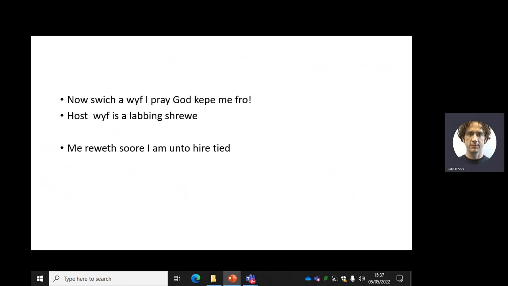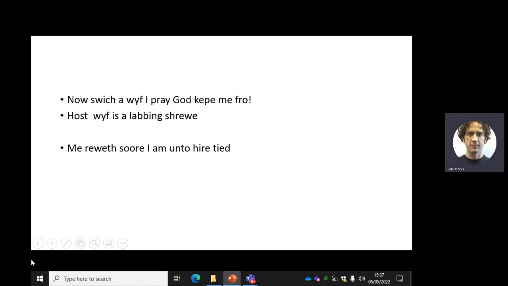What is a shrew? Taming of the Shrew. Shakespeare does the same thing. Is it a little rodent? I think it is, an angry little rodent. So think about the description of women in both texts. That would be worth comparing. "Me Ruth saw I ever unto her tide," says the host. Again, another regretful marriage.